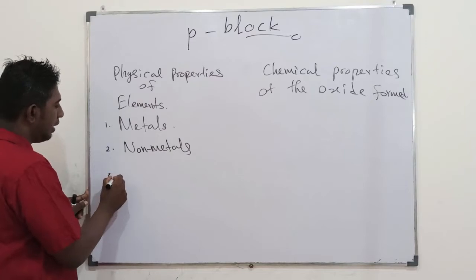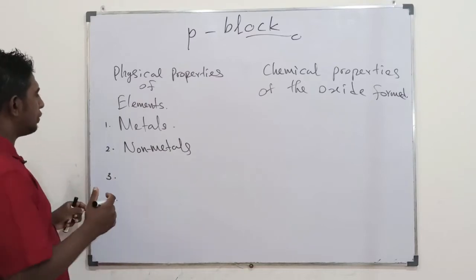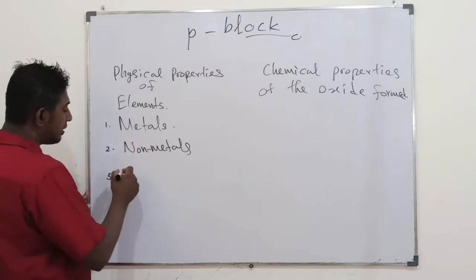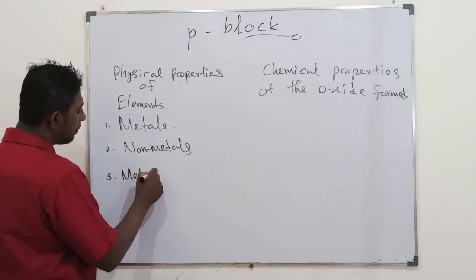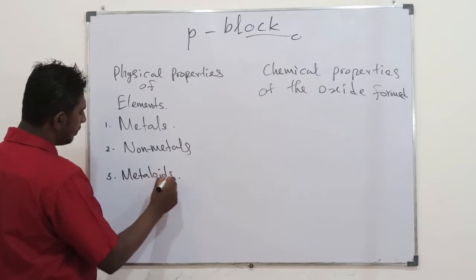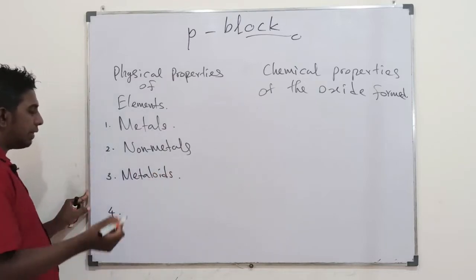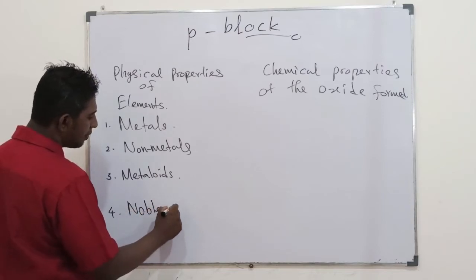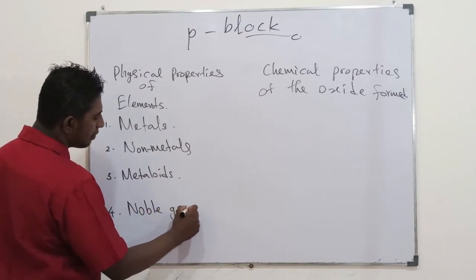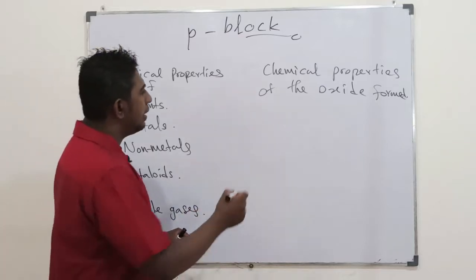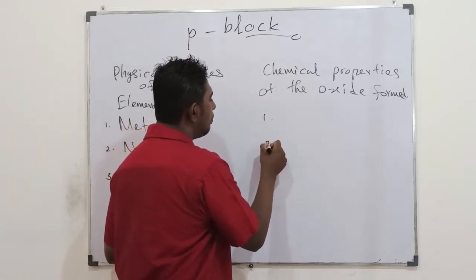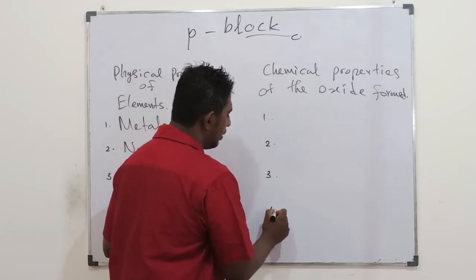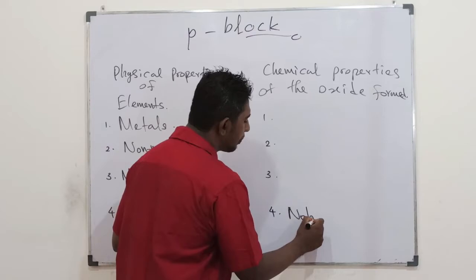Then those exhibiting in-between properties, meaning part metallic characteristics as well as part non-metallic characteristics, those are metalloids. Then the others are noble gases. Noble gases. Then students, there is another category of metals, non-metals, and noble gases you could have.